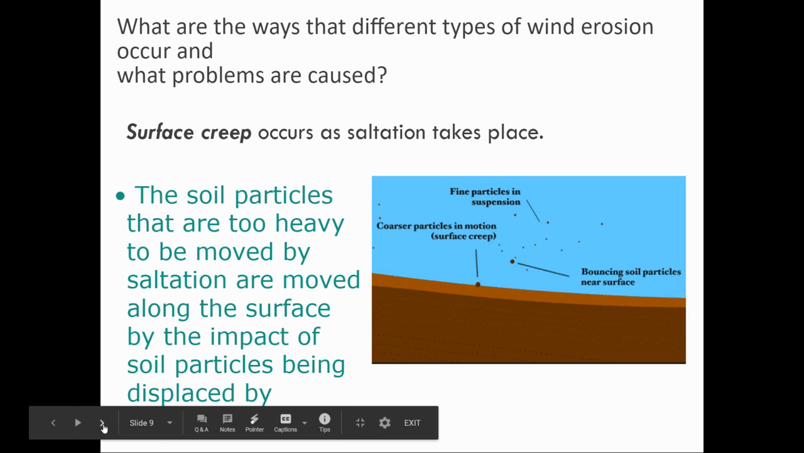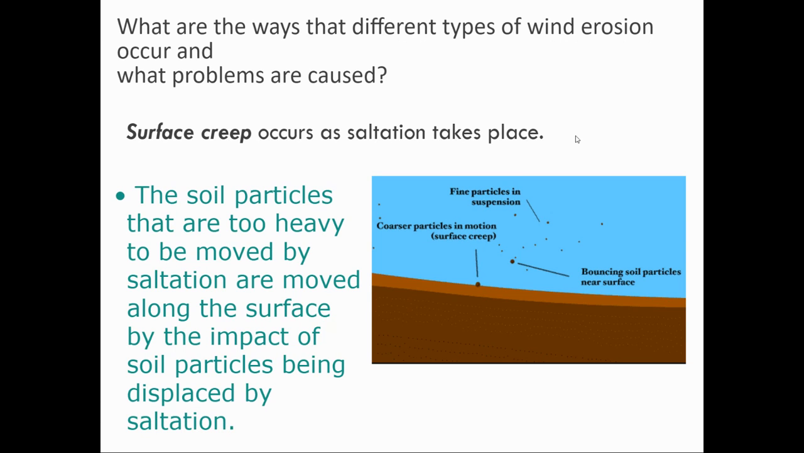Nope. Okay. All right. So surface creep occurs when saltation takes place. The soil particles that are too heavy to be moved by saltation are moved along the surface by the impact of soil particles being displaced by saltation. So the pushing, basically, the wind pushing soil to a different area.